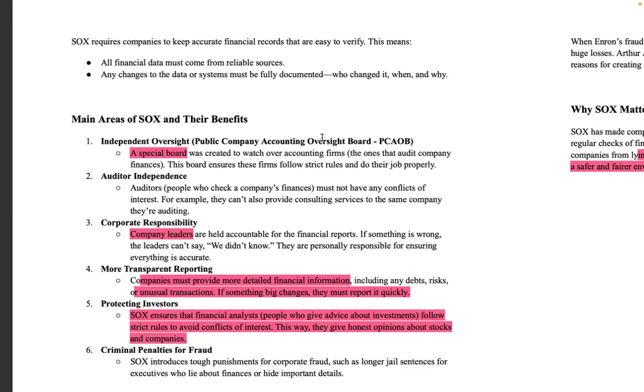So they were deceiving or misleading their stockholders. People were investing in Enron, even though it was going through substantial losses. Things were not right with Enron. And when they found out, when Enron collapsed, all these people lost their money. So again, companies have to provide detailed financial information.